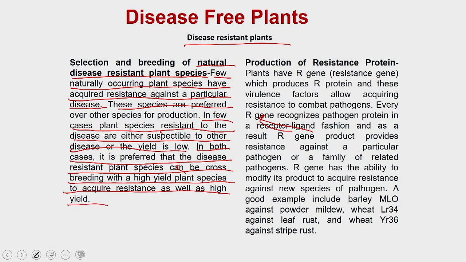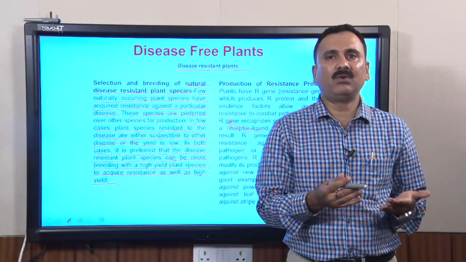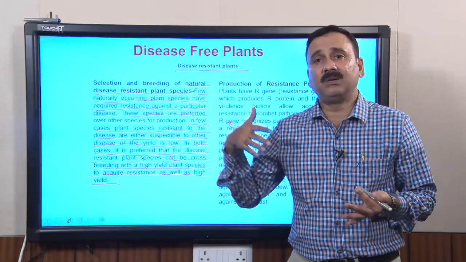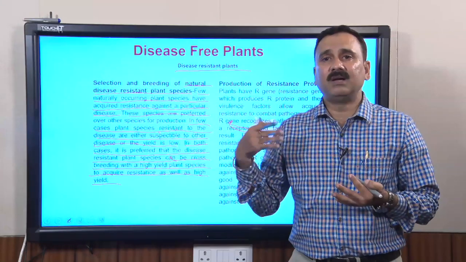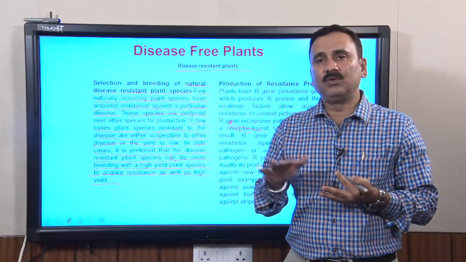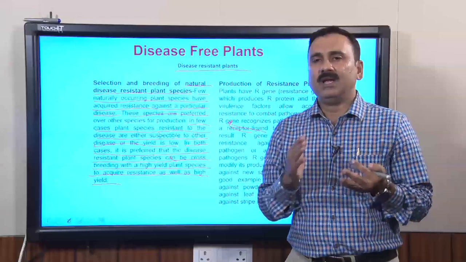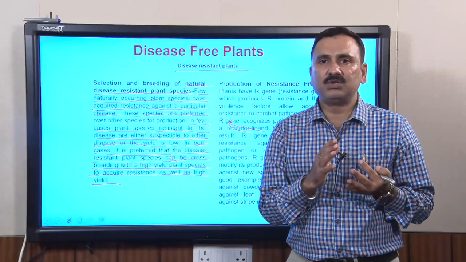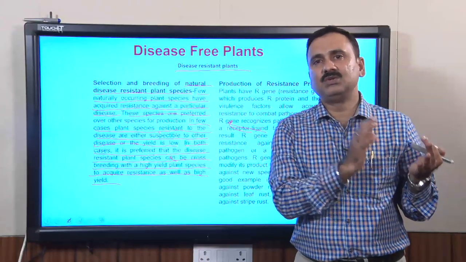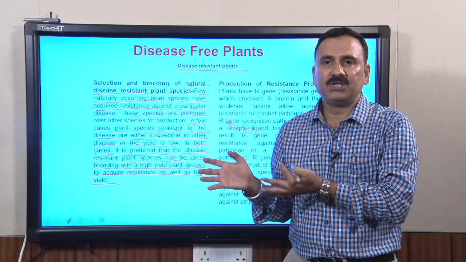So in these kinds of cases, sometimes when the plant acquires the resistance against a particular disease, either it becomes susceptible to another disease, or in some cases its production gets very low, which means the yield is going to be very low, but it is going to survive. That happens because it is investing a lot of energy into the survival pathways instead of the production pathway.